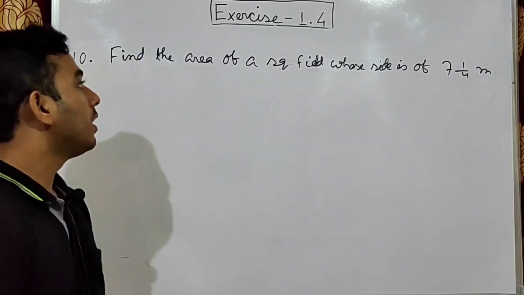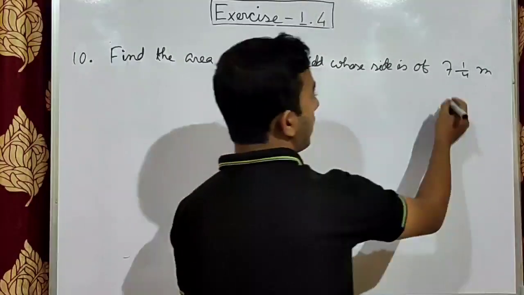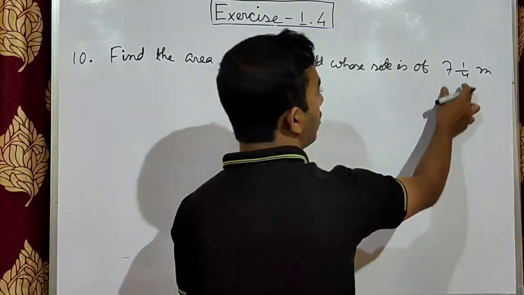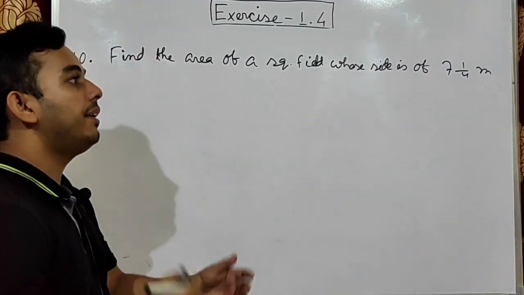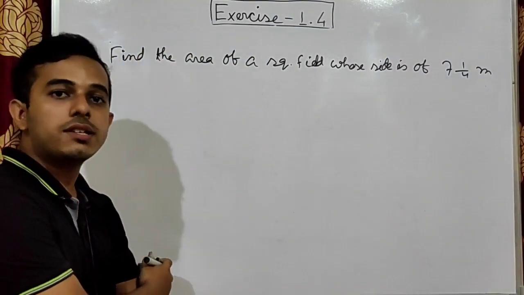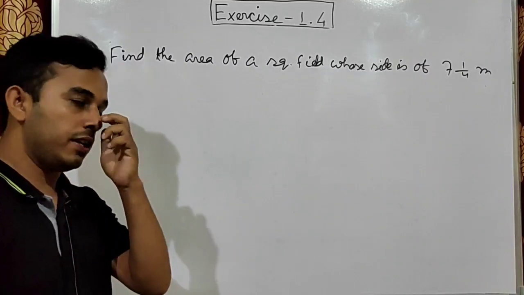Okay, so now we first have the side, right? Side of the square field is how much? 7 1 by 4 meter. Now we have to find its area. So area of a square is side into side or side square. Now if we multiply them, we will find the area of the field.